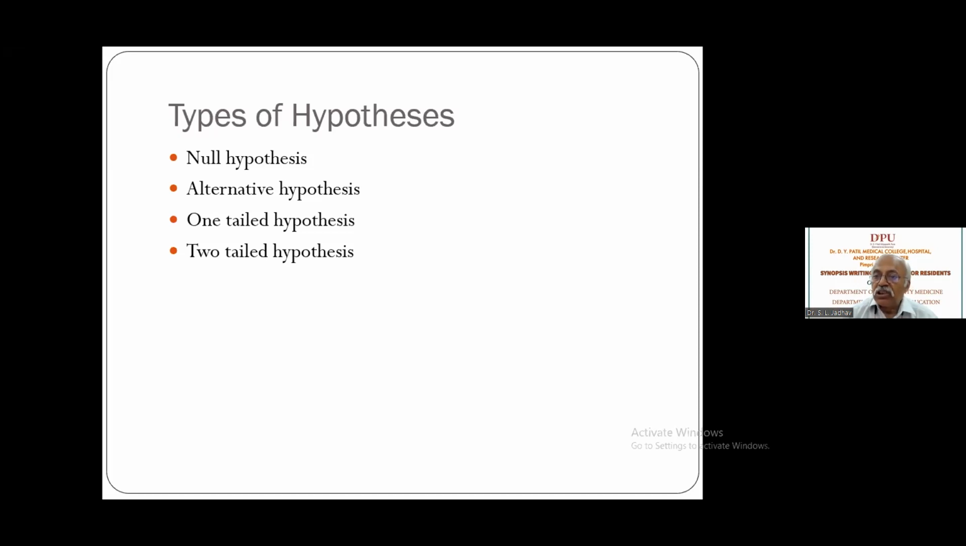Then one-tail hypothesis and two-tail hypothesis. One tail means I am very sure that vitamin D will prevent severe COVID, but it may be that too much vitamin D may cause severe COVID.